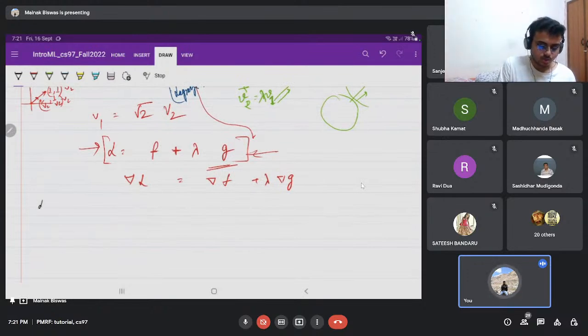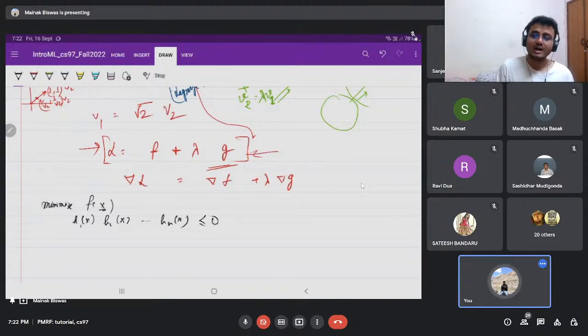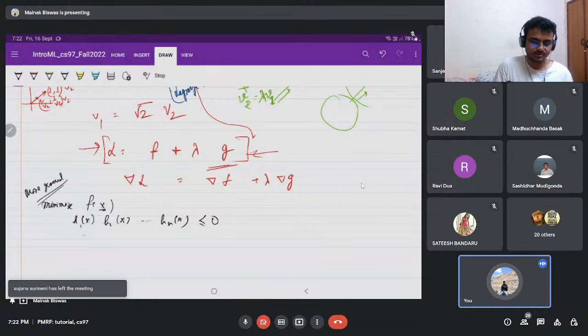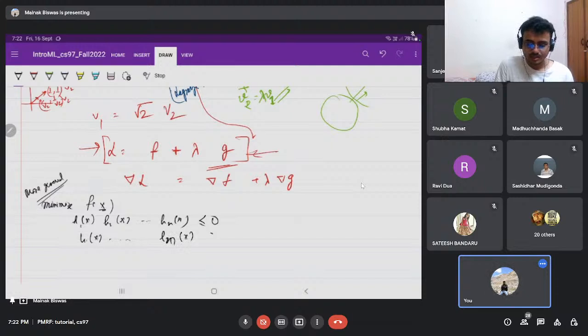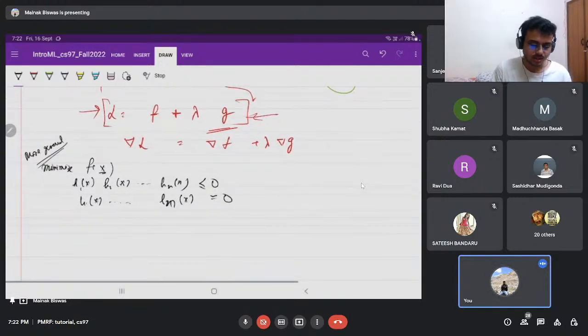So with Lagrange multipliers, you can write a problem, say minimize f of x, where x is a vector. So x, y, I'm clubbing it into a vector and writing x, subject to h1 of x, h2 of x, dot dot dot, hn of x less than or equal to 0. This is a more general case where you can have a less than sign as well, and l1 of x dot dot dot lm of x equal to 0. So these are less than constraints, and these are equality constraints.